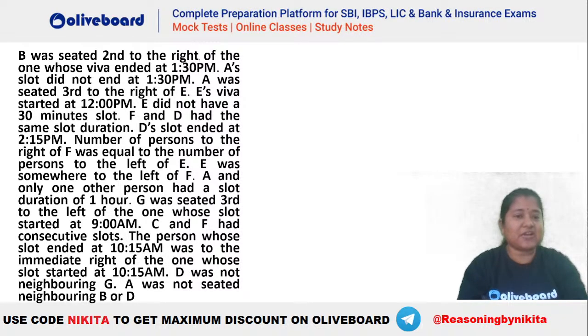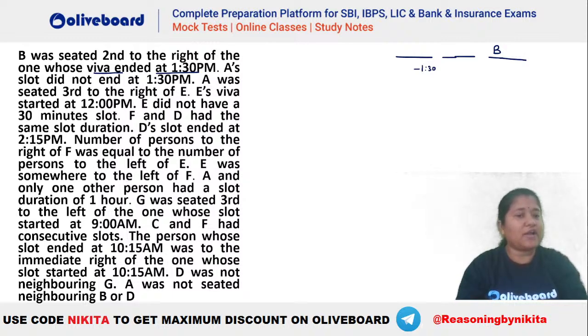B was seated second to the right of the one whose viva ended at 1:30 p.m. Okay, let's write it down. B is second to the right of a person whose viva is ending at 1:30 p.m. This is the situation here. B is second to the right of this particular person. After that, what is given?